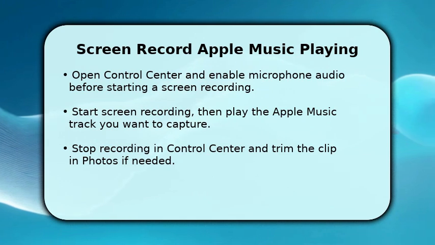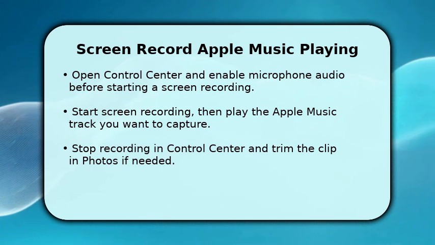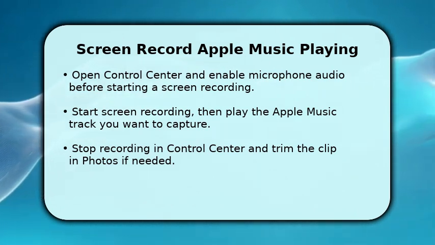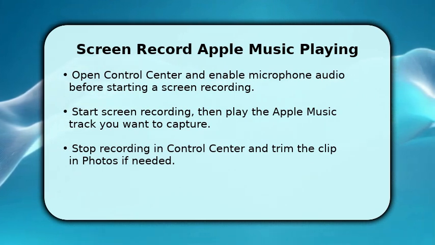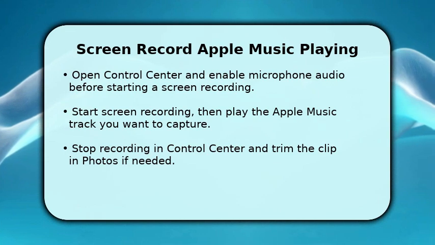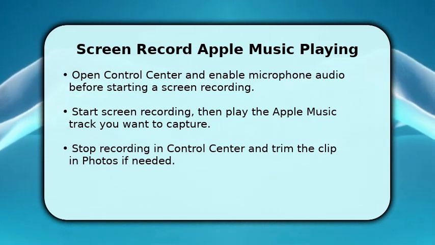Start screen recording, then immediately play the Apple Music track you want to capture to record both system and ambient audio. After the song finishes, or you have enough audio, stop recording in Control Center. Stop recording in Control Center and trim the clip in Photos if needed to remove silence at the start.